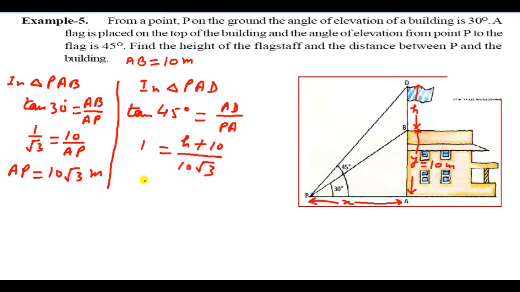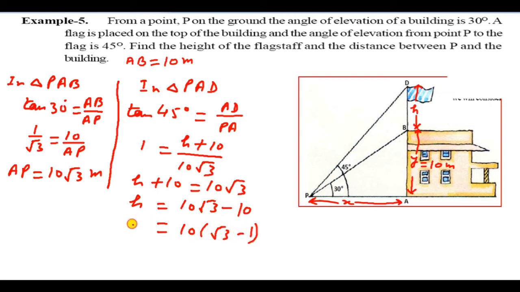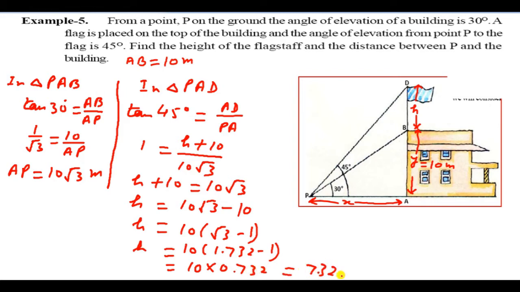Now do the cross multiplication. So H plus 10 is equal to 10 root 3. So H is equal to 10 root 3 minus 10. So 10 is common. So we get 10 times (root 3 minus 1). Put the value of root 3, that is 1.732 minus 1. So we get 10 into 0.732, that becomes 7.32 meter. So that is your answer.